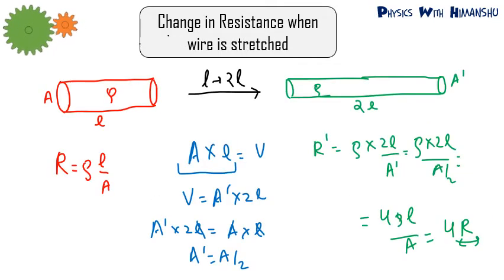Now this is one important topic related to MCQ type of questions. How will resistance change when a wire is stretched? Suppose we have a wire of area of cross section A, length L and resistivity rho. So resistance will be rho L by A.